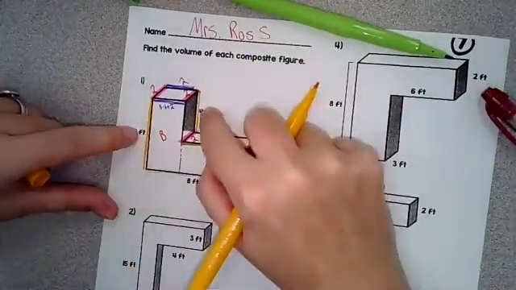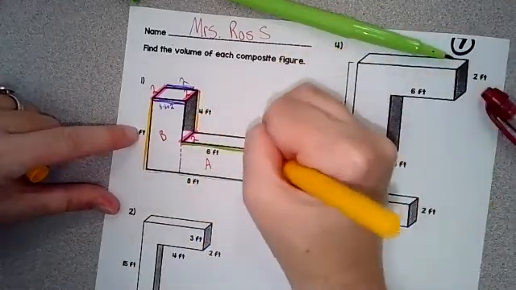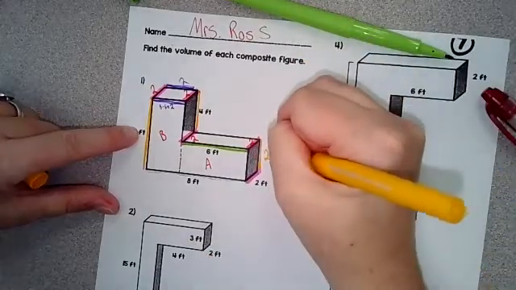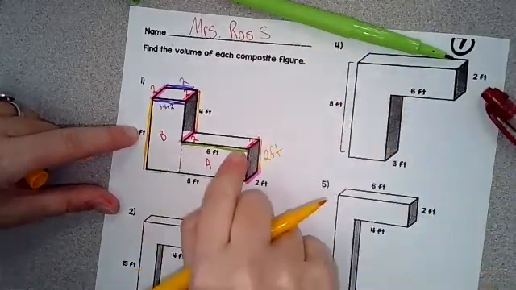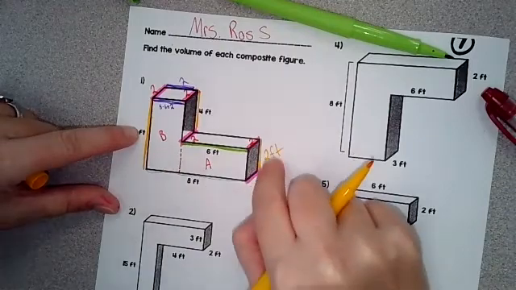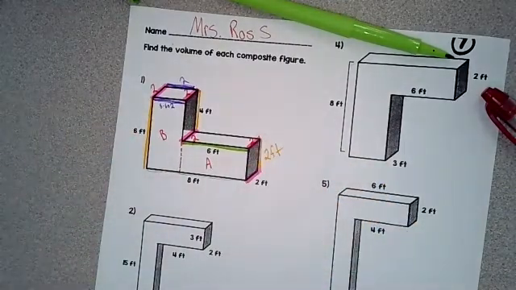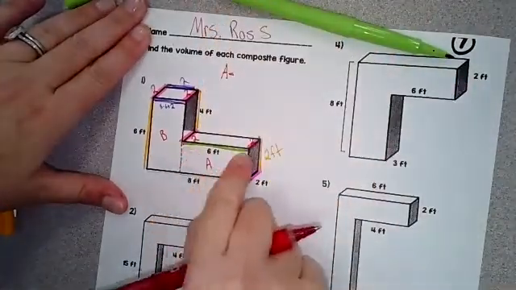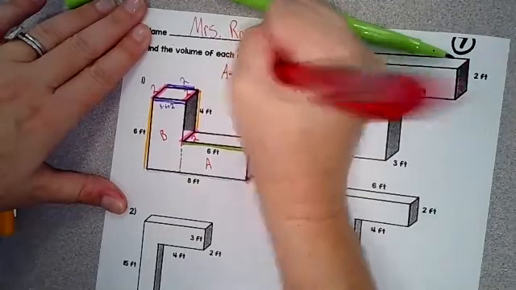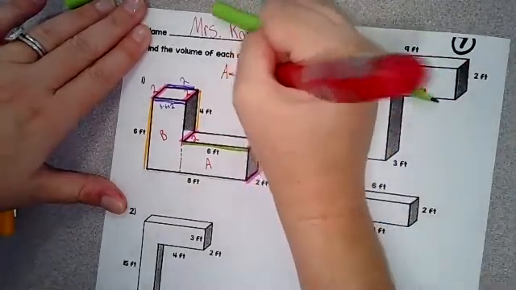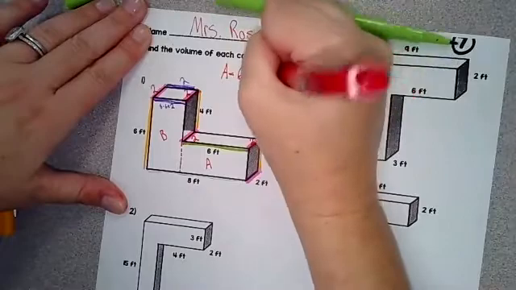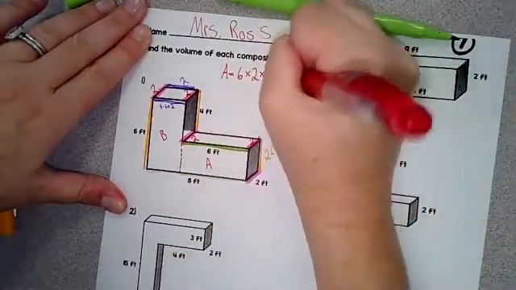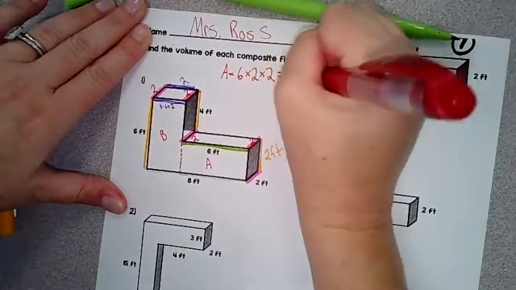So 6 take away 4 means that this part right here is 2. So now we've got a length of 6, a width of 2, a height of 2. So let's write down here. Let's do box A. The length is 6. The width is 2. The height is 2. Okay, so that means the volume of box A is 24 feet cubed.